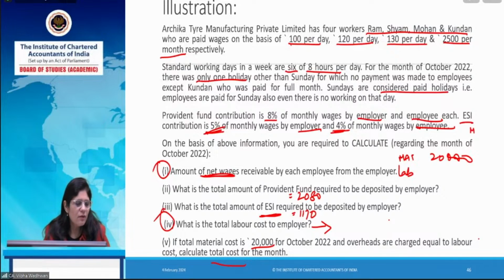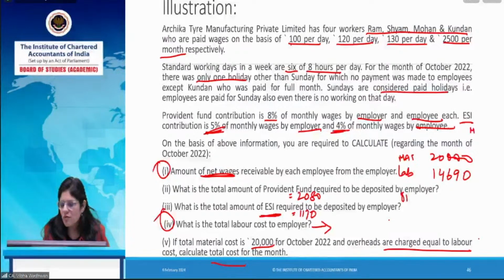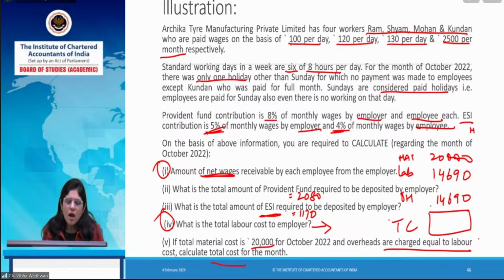Since again one student has calculated it wrong. Can I take the answer 14690? The labor cost is 14690, and overheads are charged equal to labor cost. So overheads are also 14690. So this will be the total cost you can calculate. So this is how the question is done.